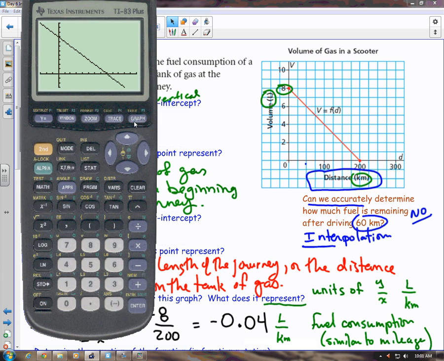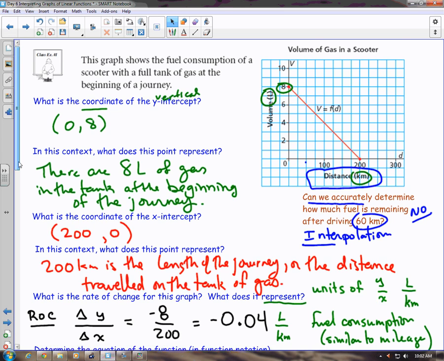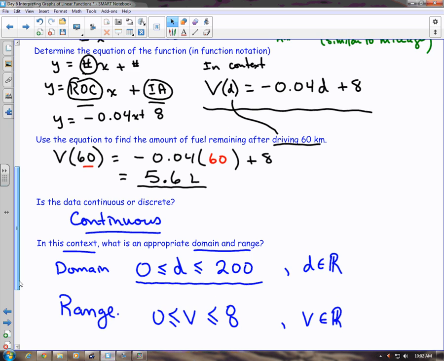It continues. It goes past that left edge and past that right edge. Here's where you have to understand that on the calculator, that's a generic function, y equals negative 0.04x plus 8. In context, we actually have to stop when we get to that x-intercept, and stop when we get to that y-intercept. And that basically answers all the rest of those questions.